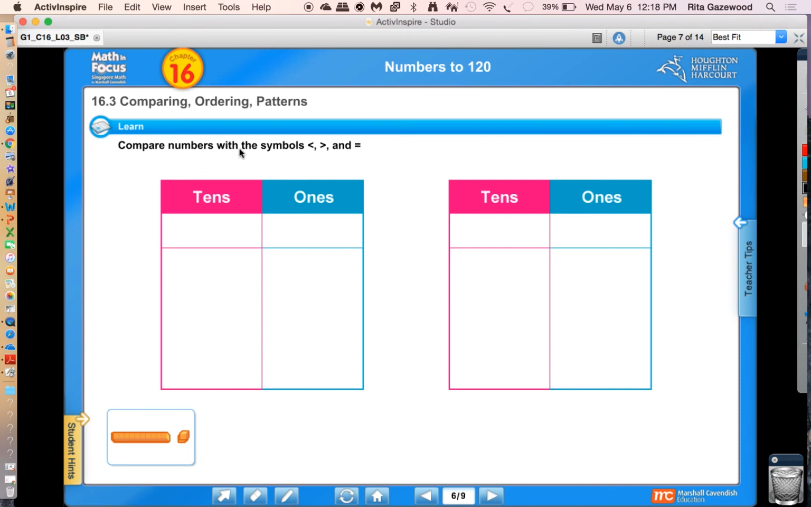In the next one, we're going to compare numbers using the less than, greater than, and equal to symbols. So let's build some numbers. We're going to build a number here with our tens and our ones. I hope you like using your base 10 blocks because I find them very helpful when working with double-digit numbers. So I have a number here, and I'm going to put a number over here.